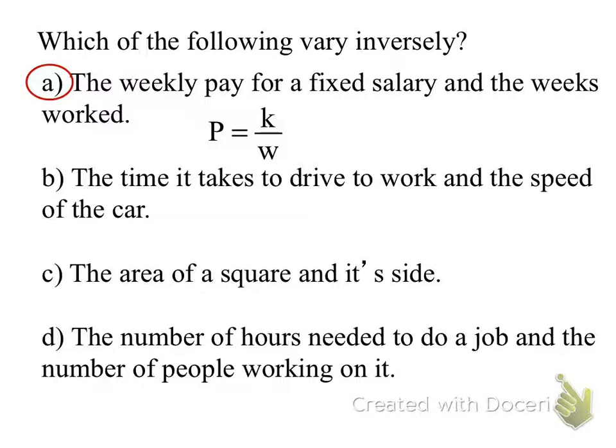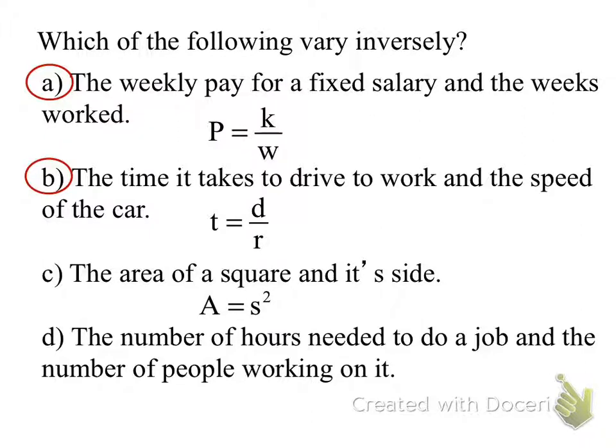Time. So if I'm going fast, does it take more or less time? Less time. Time goes down the faster I go. So is this an inverse variation equation? Yep. So time varies inversely with speed, and remember my K in this case would be my distance. Okay? The area of a square and its sides. No, area equals side squared, that's not going to vary inversely.